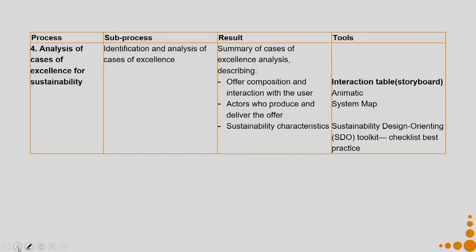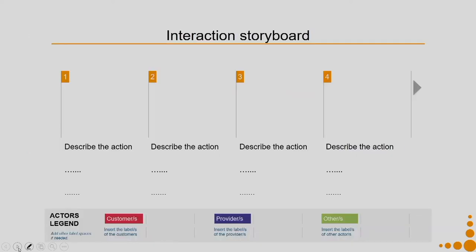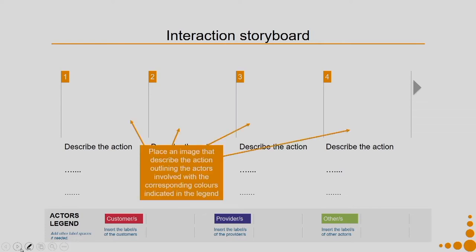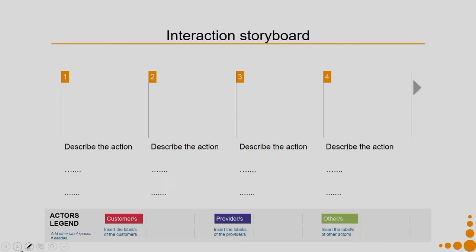So making an animatic, all of us know that we are going to capture a video. How do we make an interaction table? It's a very simple thing. I will create these boxes. In each of these boxes, I will place an image that describes the action, outlining the actors involved with the corresponding colors indicated in the legends. I can insert a maximum of 4 scenes, but in case you need more than that to describe your particular interaction, you can use more also. And below each of those, I describe the action which is being performed. Here in this case, I will write who the customer is, who the provider is, and who the other stakeholders are. If they are not a customer, if they are not a provider, then they are others. And I will put the labels or the legends or the icons that we have developed for them in this particular chart.